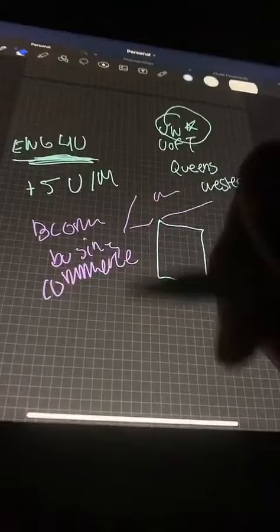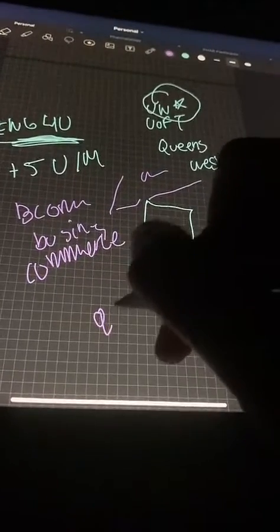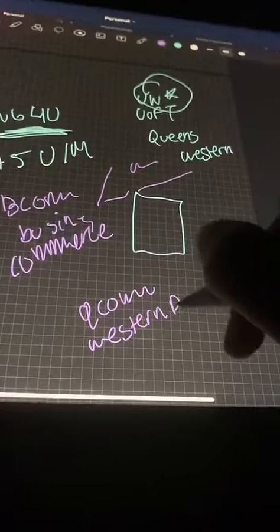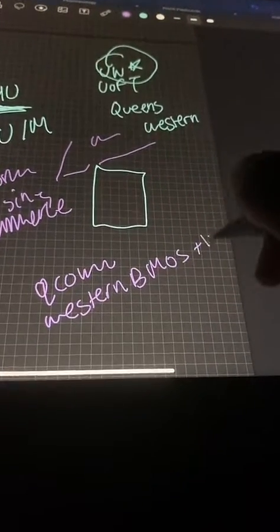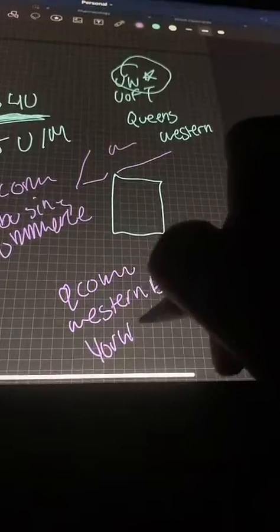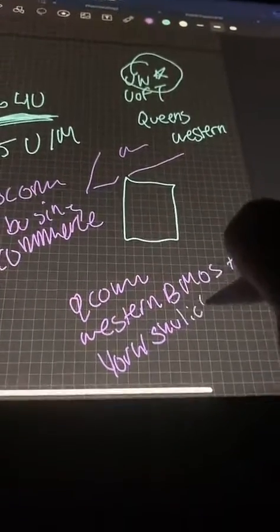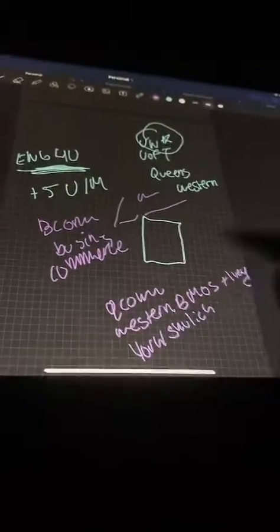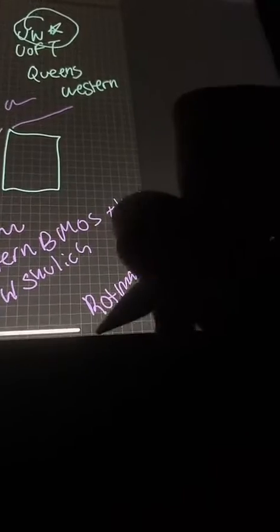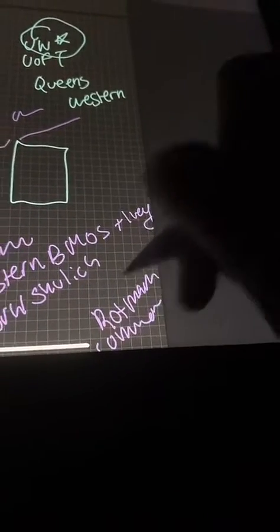The big three, they call it, are Queen's Commerce, QCom, Western Ivy, Western BMOS and Ivy, and the last one is York Schulich. But again, there are also a lot of other reputable schools. These are just the typical big three that people consider the best programs in Ontario. An honorable mention is Rotman Commerce. It all depends on whether you personally like the environment of that school, but Rotman Commerce is also a great business program.